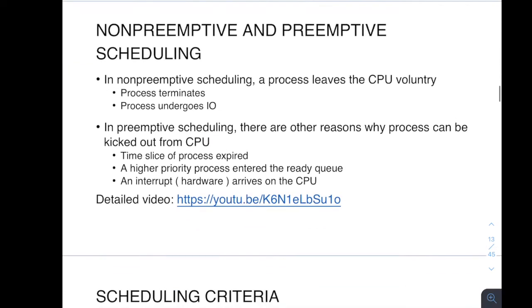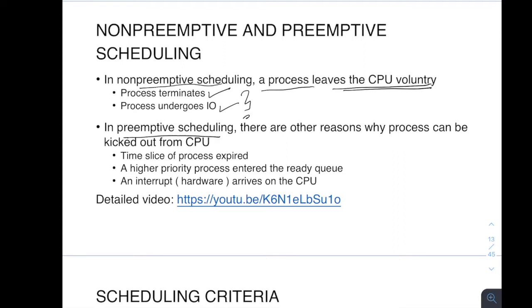Now next one is non-preemptive and preemptive scheduling. What is the difference between non-preemptive and preemptive scheduling? In non-preemptive scheduling, a process leaves the CPU voluntarily. That means a process will only be removed from the CPU either when it terminates or it undergoes IO. You cannot forcefully remove the process from the CPU in non-preemptive.